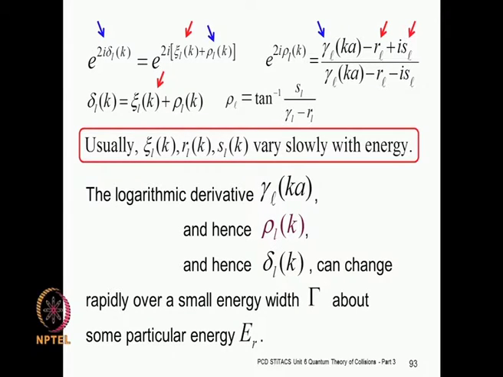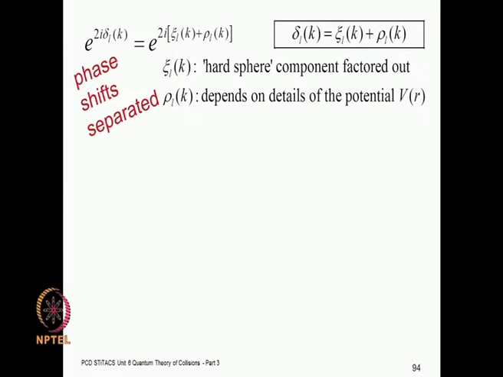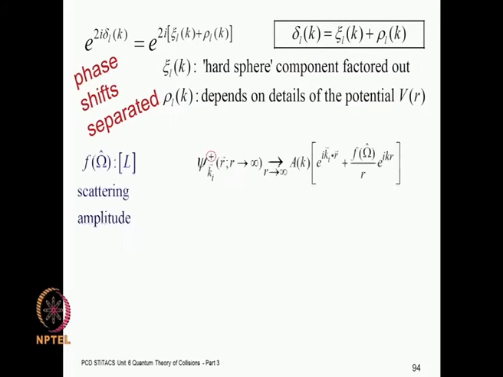Okay. So, the origins are in the details of the dynamics of the collision process, okay, because gamma is the logarithmic derivative of the radial solutions. So, now we have separated the phase shifts into a hard sphere part and another part which depends on the dynamics of the collision process, which could become resonant when conditions for resonance are satisfied, and this solution will go into the scattering solution. So, this is the solution corresponding to the outgoing wave boundary condition.